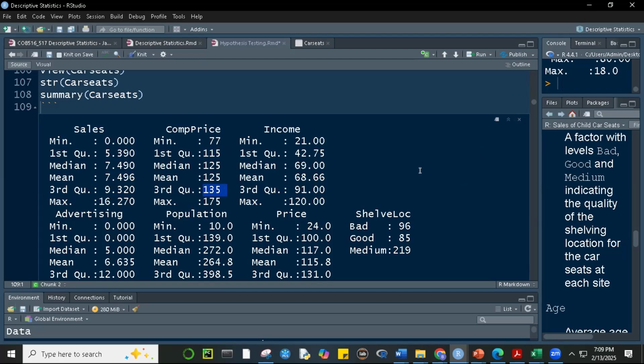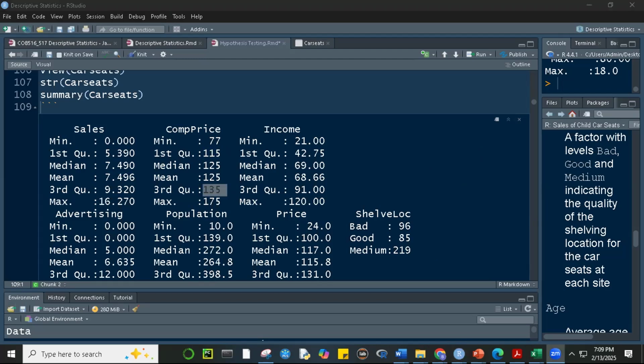Let me pause for a while and ask for your confirmation if the concept of first quartile, second quartile, third quartile is clear. It just tells us about the distribution of your data. Is that clear, class? Okay, good. All right. Thank you.